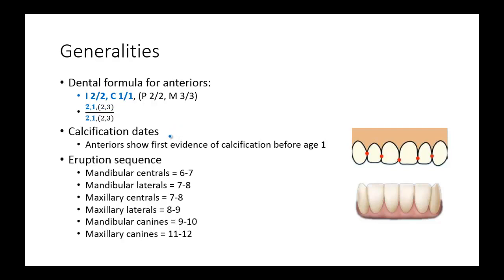So calcification dates for all anteriors: they start calcifying before age 1, and that's relevant because the fluorosis of your teeth occurs typically when your teeth are still calcifying. So some people who take fluoride pills or somehow get way too much fluoride in the body get dental fluorosis. That usually happens up until age 8, which is when your permanent second molars are done calcifying. But just know that anterior teeth start calcifying before age 1, usually around 3 to 6 months, depending on which tooth. And then eruption sequence.